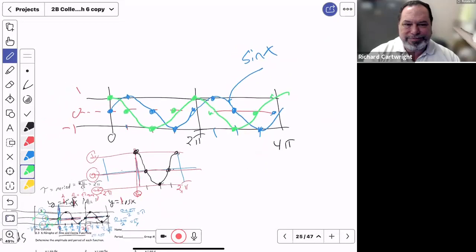Notice that those two curves look the same, except for one small difference. Here's my cosine. If I take the green curve and shift it to the right, it'll line up to the blue curve. Or if I take the blue curve and shift it left, it lines up with the green curve.